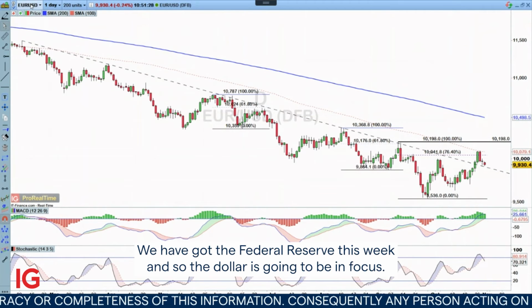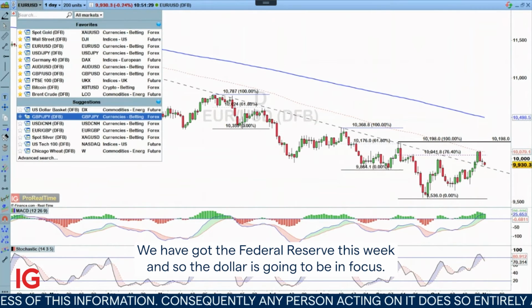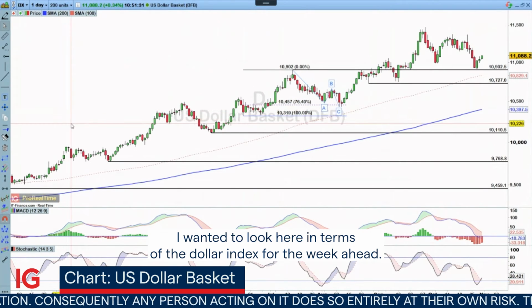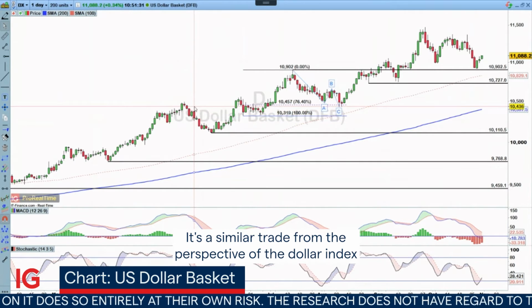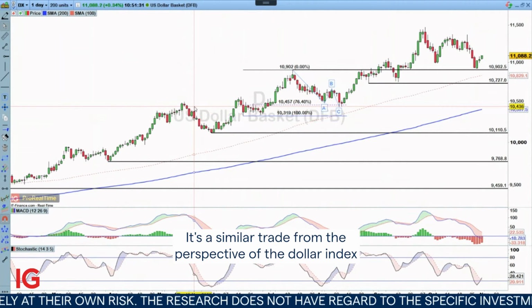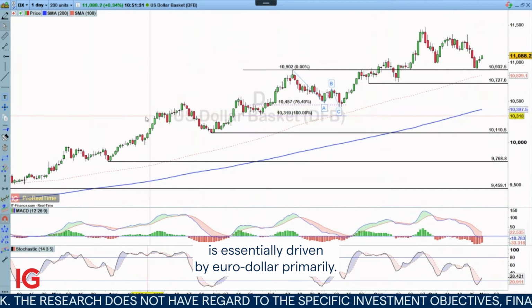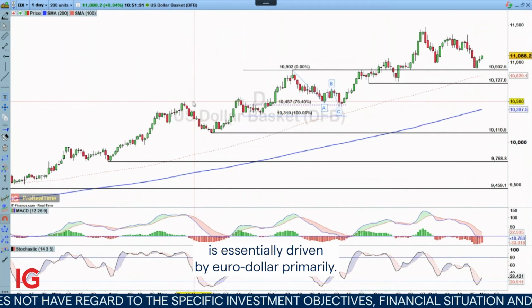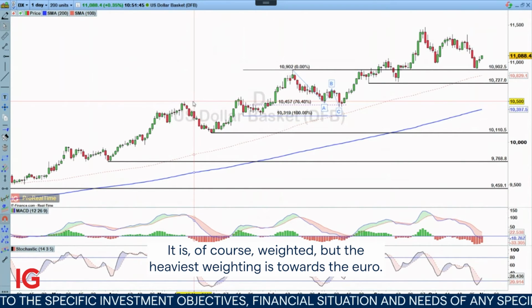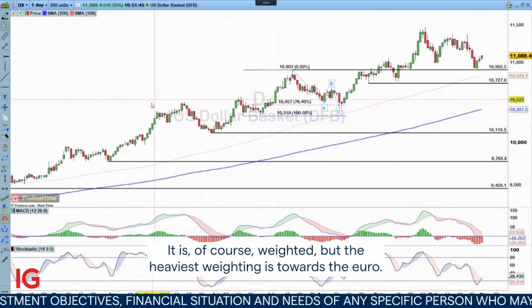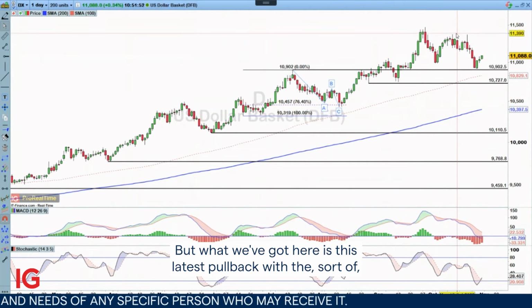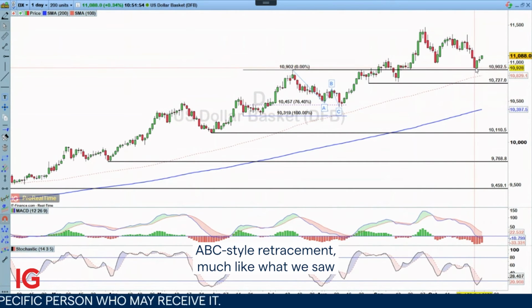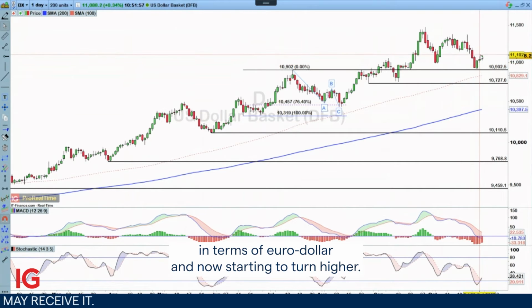We have got the Federal Reserve this week, and so the dollar is going to be in focus. I wanted to look here in terms of the dollar index for the week ahead. And it's a similar trade from the perspective of the dollar index is essentially driven by euro dollar primarily. It is of course weighted, but the heaviest weighting is towards the euro. But what we've got here is this latest pullback with the sort of ABC style retracement, much like what we saw in terms of euro dollar, and now starting to turn higher.